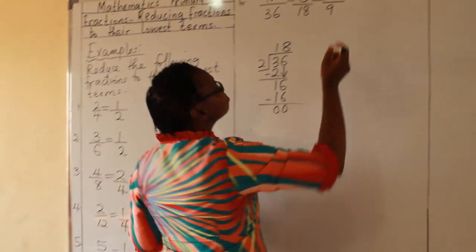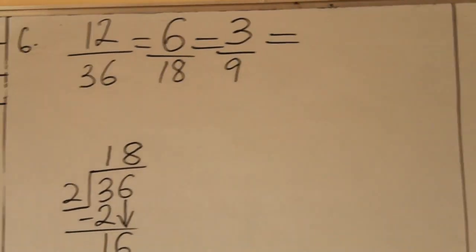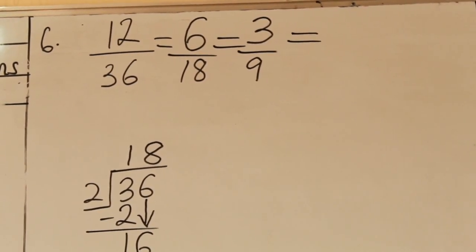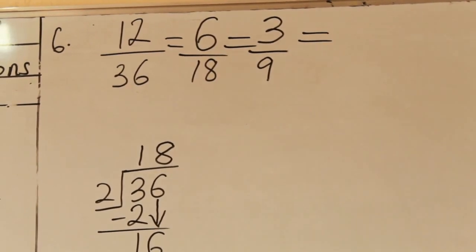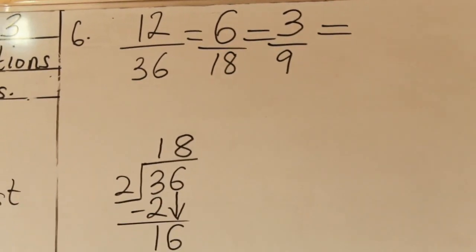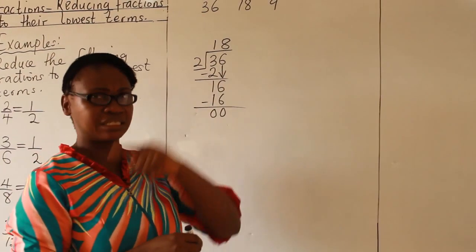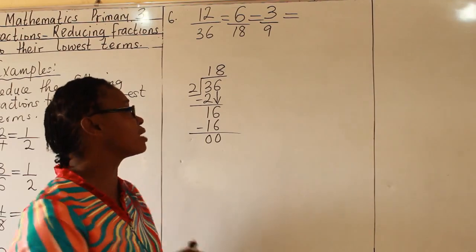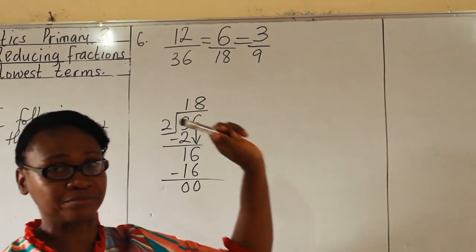Look at it very well. I believe you are looking. 3 over 9. Somebody will say, 2, 3 divided by 2. How many times should I see 2 in 3? 1, remainder 1. You cannot use 2 because 2 will give you a remainder. I hope you know that. And so you think 3 can divide itself and then divide 9 comfortably without a remainder. So we've been able to reduce 6 over 18 to 3 over 9.